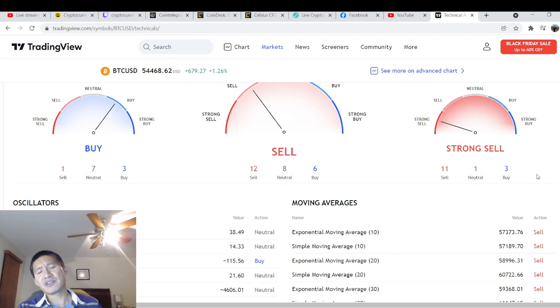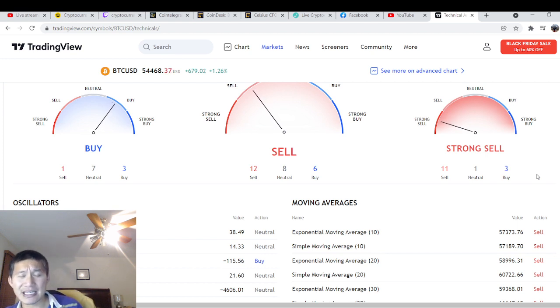Now, the moving averages are the other half of it. The exponential moving average and the simple moving average differ in that the exponential average weights the more recent days or weeks or months heavier than the rest. So a simple moving average of 10 days is just an average of 10 days, whereas an exponential moving average of 10 days weights the last day or two much heavier than 9 or 10 days before.